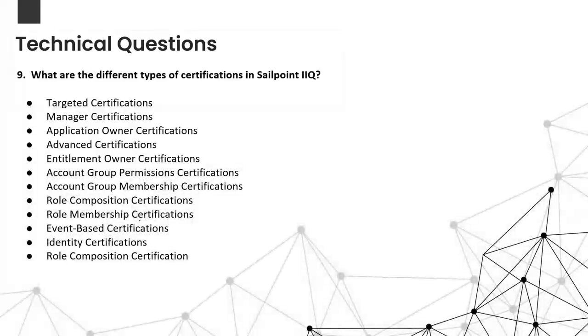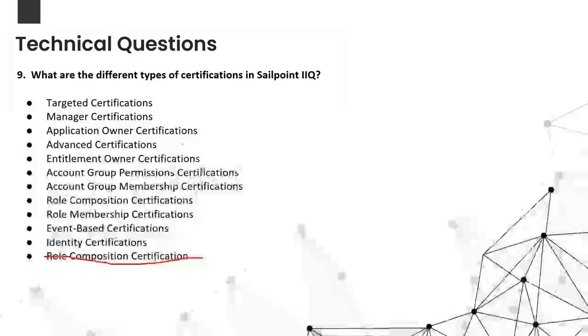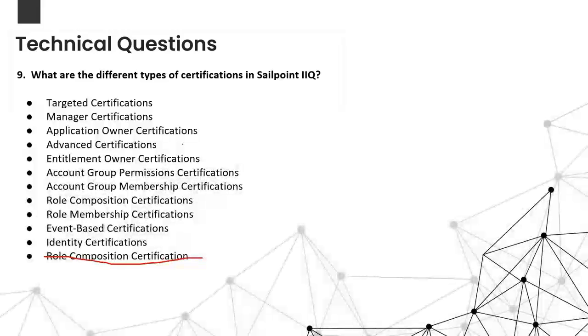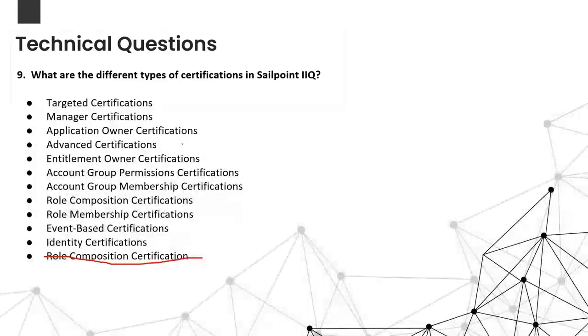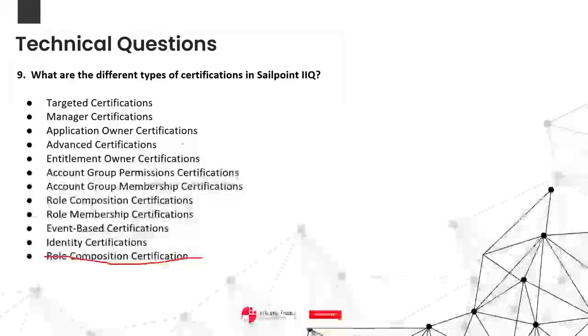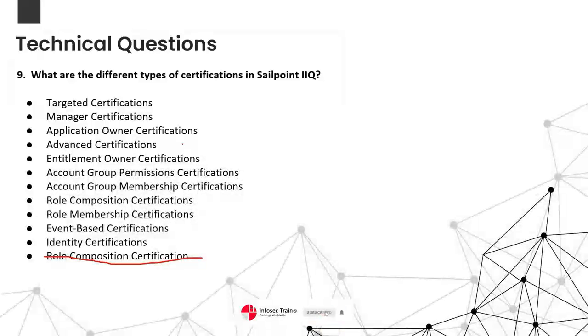So these are the list of certifications, and targeted certification is nothing but ad hoc. Launching the certification campaign on an ad hoc basis is called targeted certification. Manager certification is where the manager reviews the subordinates' access and evaluates whether they should have the right access or wrong access. That will be evaluated by the certifier.